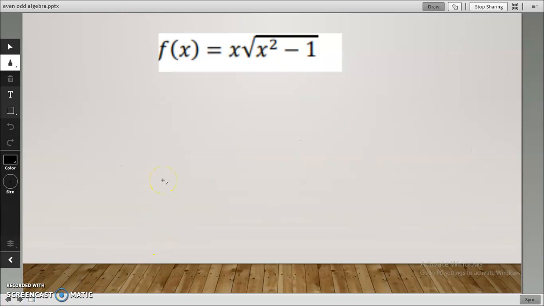All right, here's another one. Plugging in a negative x.